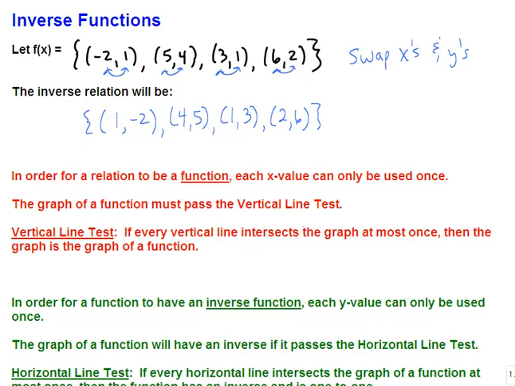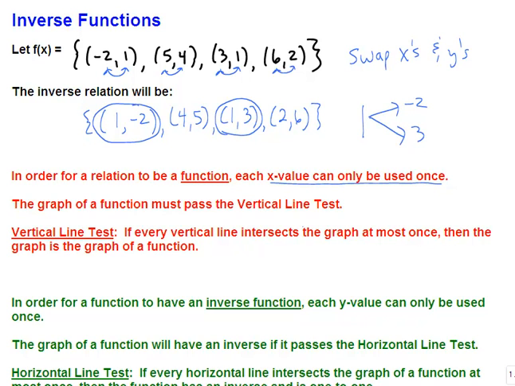Now, not every function has an inverse function back. If you look at this example right here, the answer that we just got is not considered a function, because this ordered pair has an x value of 1, and this ordered pair has an x value of 1. So 1 is being sent to -2, and at the same time is being sent to 3, and that is the definition of something that is not a function. We don't want to use x values more than once. So in order for a relation to be a function, each x value can only be used once.